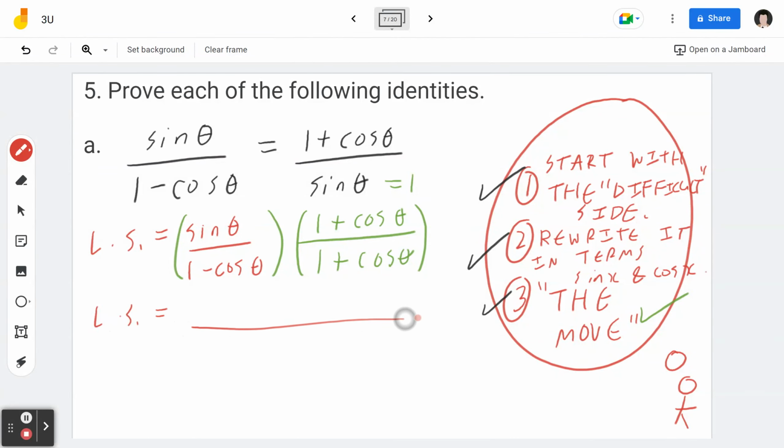Again, let's start with the denominator. If you think about the difference of squares, a minus b times a plus b, that's a squared minus b squared. 1 minus cosine theta times 1 plus cosine theta is 1 minus cosine squared theta.